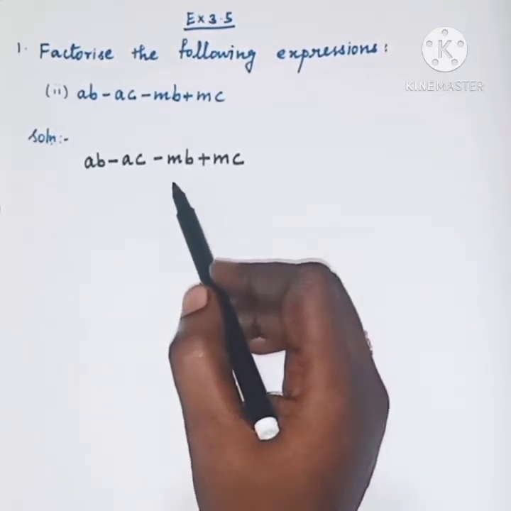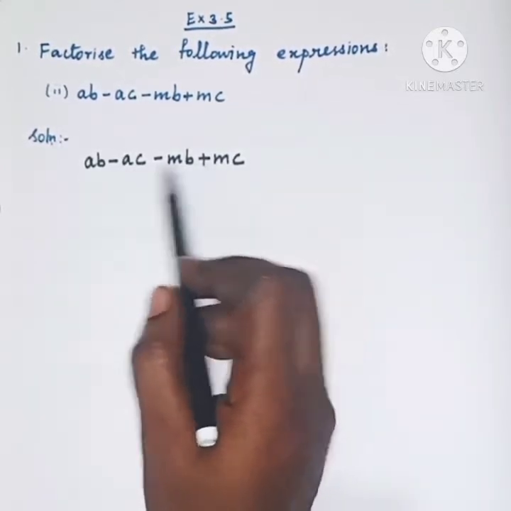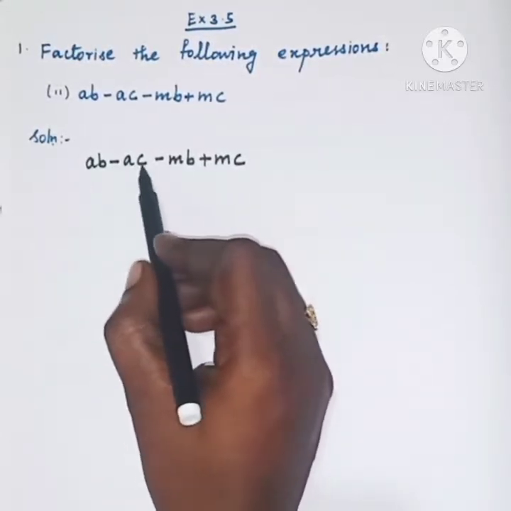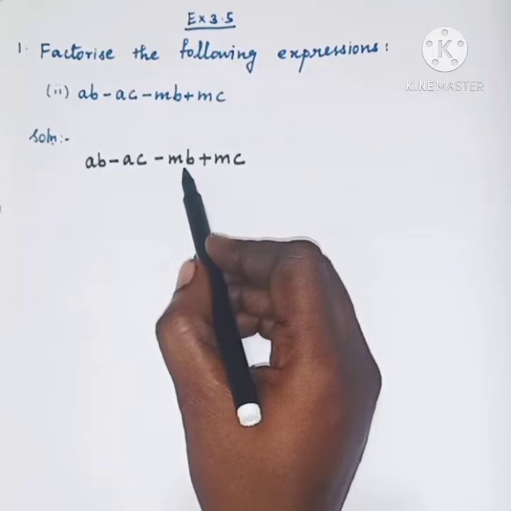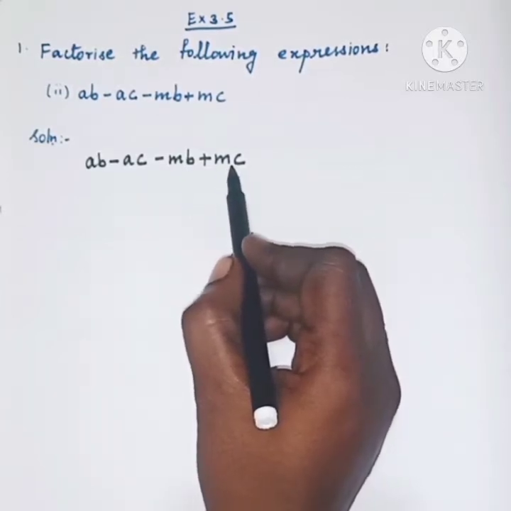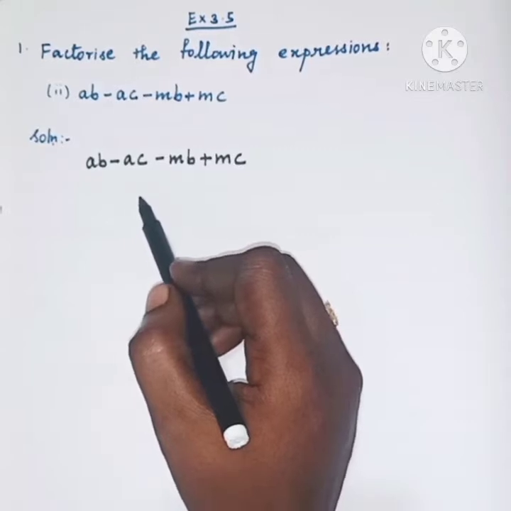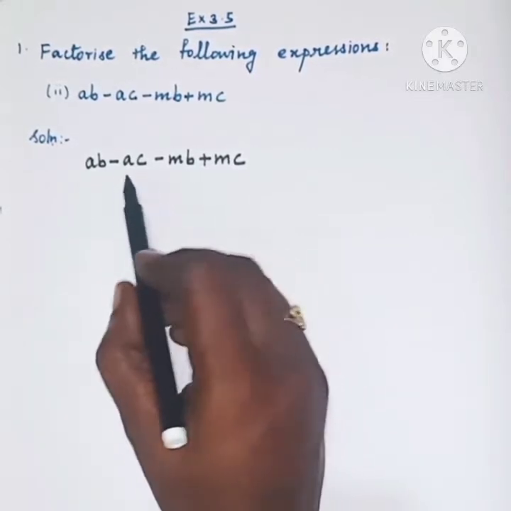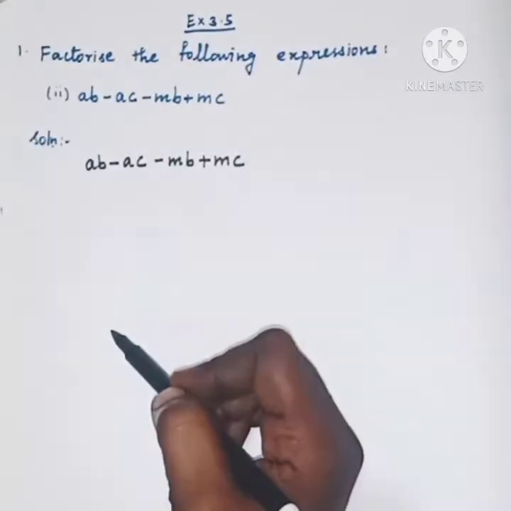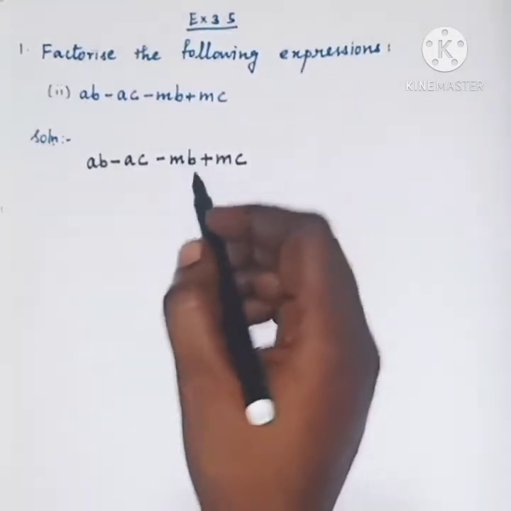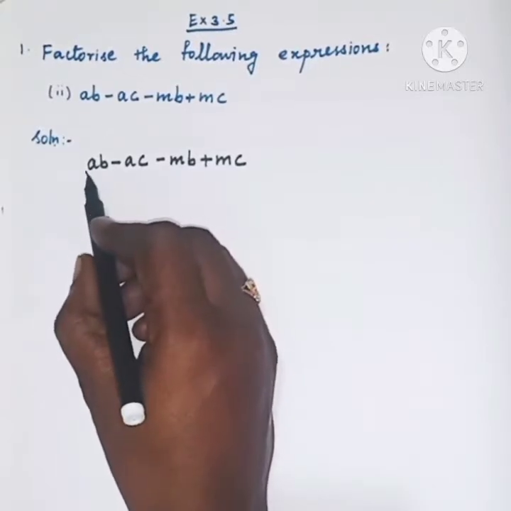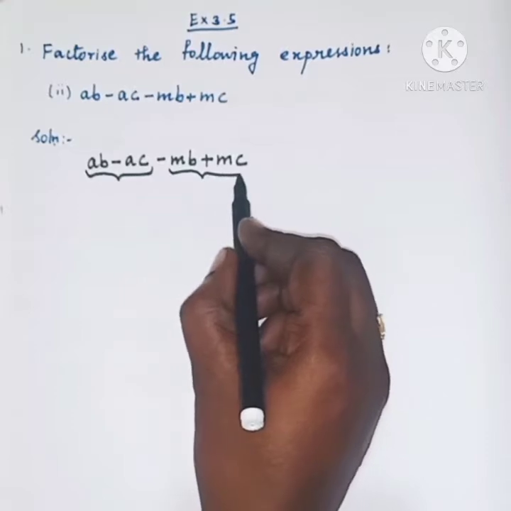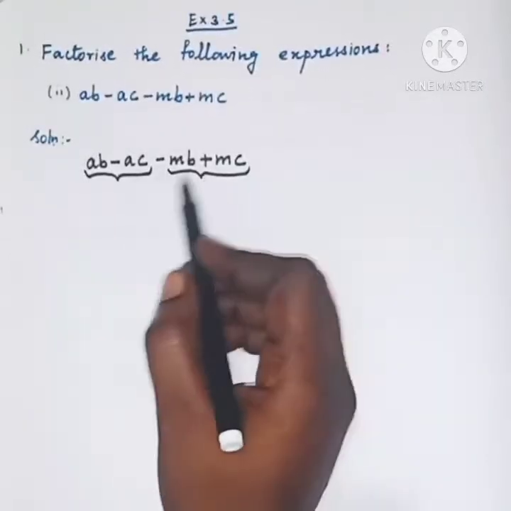No. No common variable in all the four terms, because a appears in these two terms, but in the third term a is not there, and the fourth term also a is not there, isn't it? So there is no common variable which appears in all the four terms. Now split the four terms into two terms.